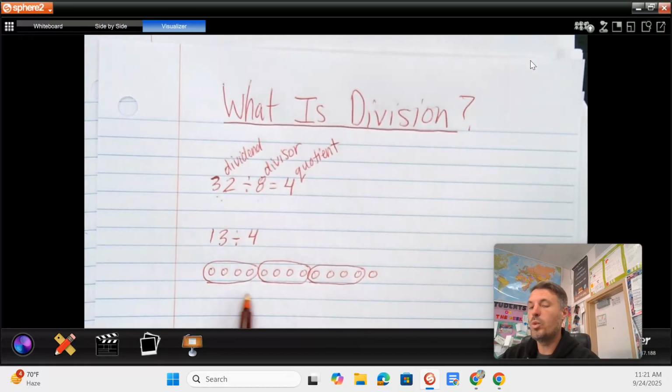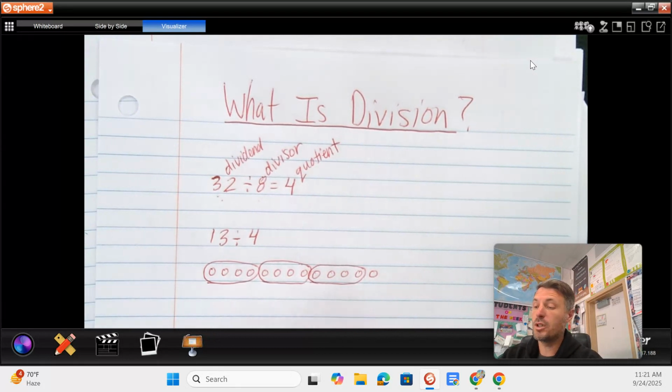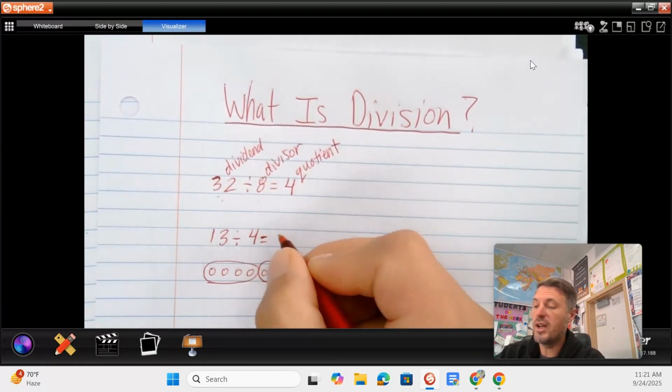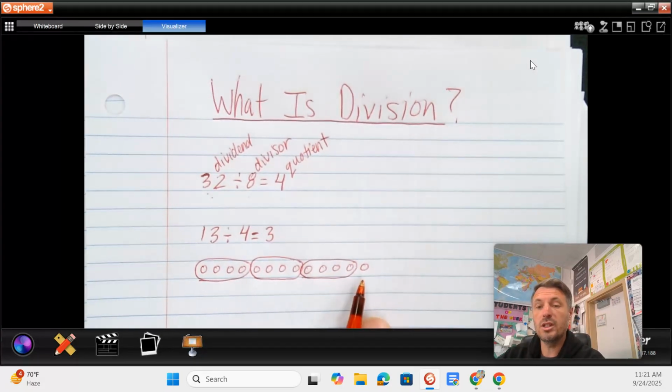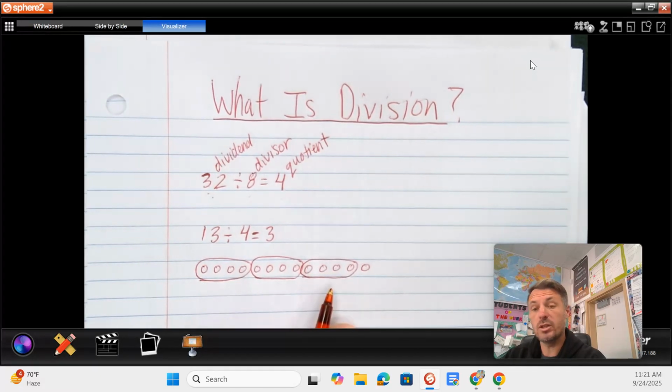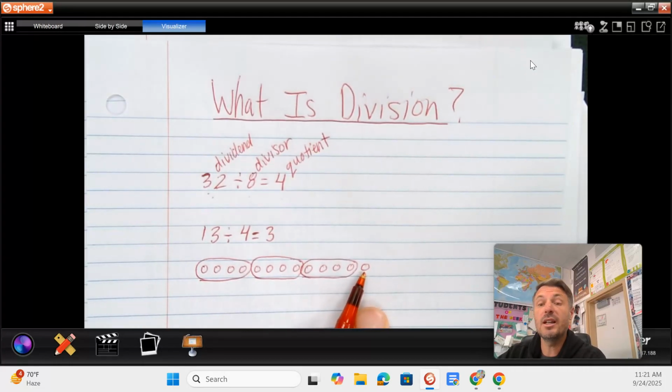Now notice we could get 3 groups of 4 cookies, so that means 13 divided by 4 equals 3, but it's not exactly 3 because there's 1 cookie left over, and you can't fit that 1 cookie into any of these 3 groups because when we're dividing, we're separating something up into equal groups. So the only way we can separate that cookie is to cut it in 3 pieces and give 1/3 of that cookie to each of these 3 groups.